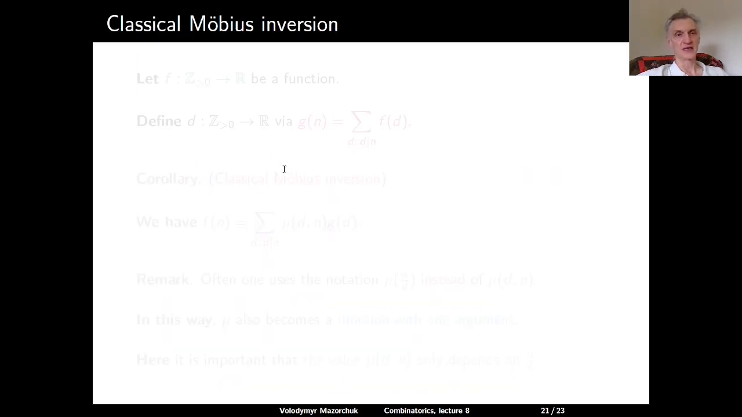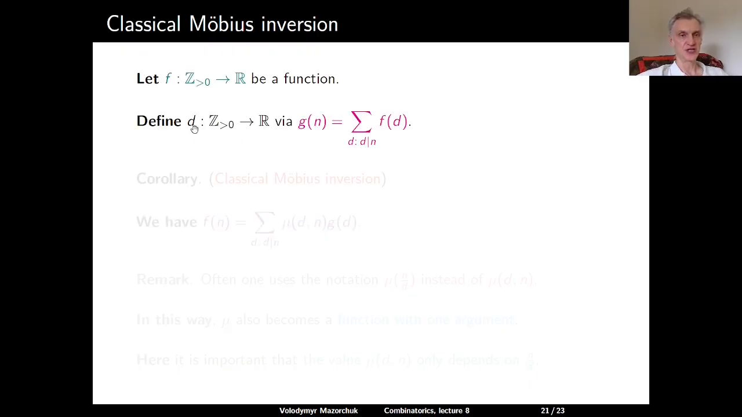So now we can discuss the classical Möbius inversion, and that's a Möbius inversion for the order of integers with respect to divisibility. So let f be a function which is defined on positive integers and has real values. Define the function g from positive integers to real numbers as follows. G of n is equal to the sum over all divisors d of n f of d. And now we have the corollary, which is a classical Möbius inversion.